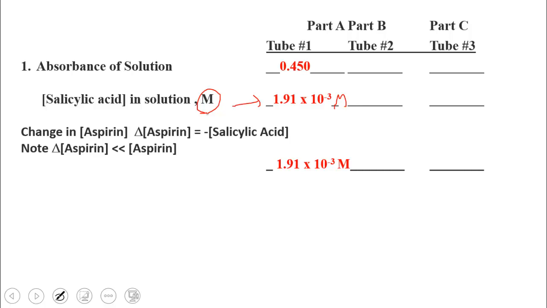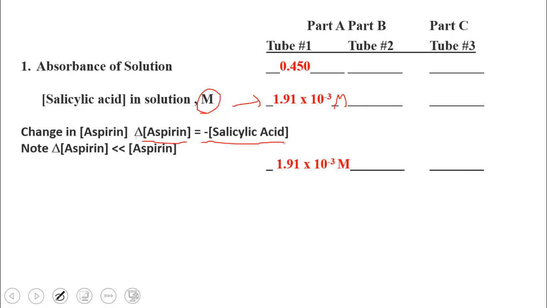Now, the next thing to do is, of course, note that the change in the amount of aspirin is essentially the same as the appearance of salicylic acid. Salicylic acid appears when aspirin decomposes. And so we can put that information on the next line. They'll be the exact same number.